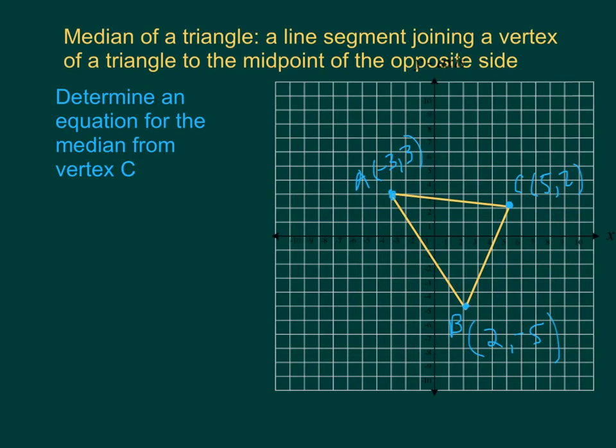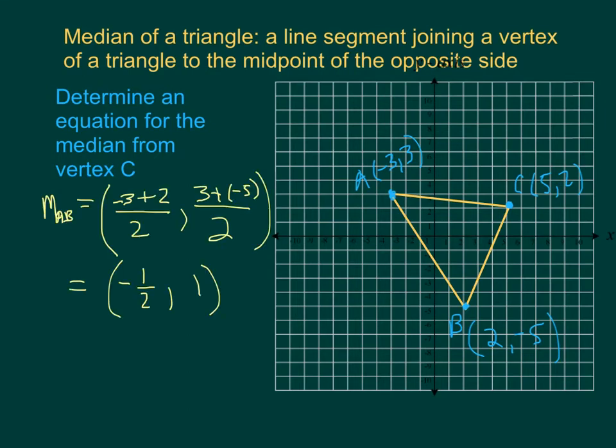So the question that we have now is to determine an equation for the median from vertex C. So from vertex C, and it's got to go through to the median of line AB. All right, so let's figure out, first and foremost, in order for us to do it, because it's the midpoint of the opposite side, it means that I need to find the midpoint of AB. So I'm going to let you guys figure out that, and you can pause it, and then when you start play, it will give you the answer.